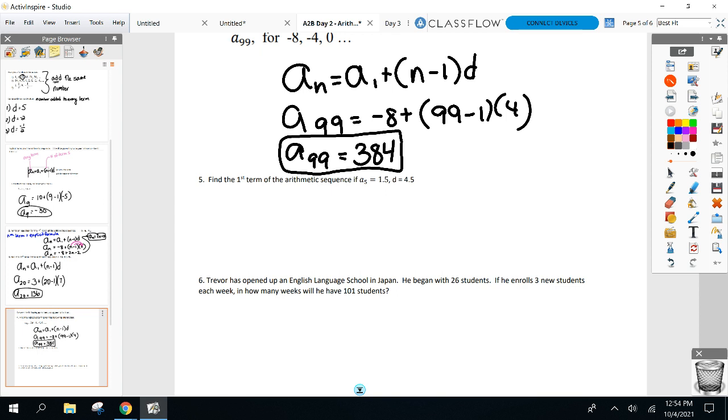Okay, what am I asking for here? First term. So you know what you're solving for now, right? A1. Which means to me, everything else in the formula has got to be filled in, except for A1. Can't touch A1, but everything else should be filled in. What am I giving you here? Find the first term if A5, the fifth term, is 1.5 and the common difference is 4.5. So let's get the formula out because I want to use the formula.